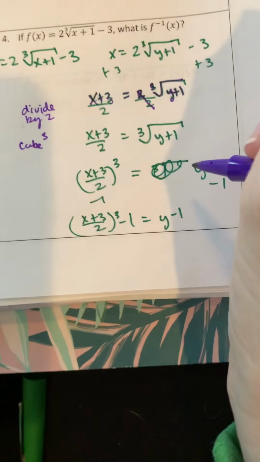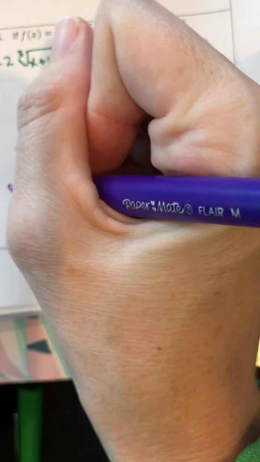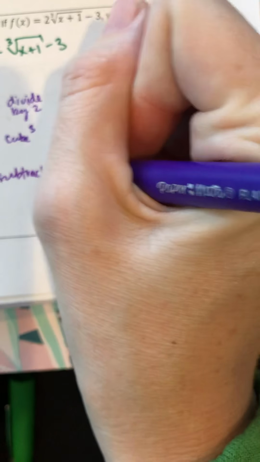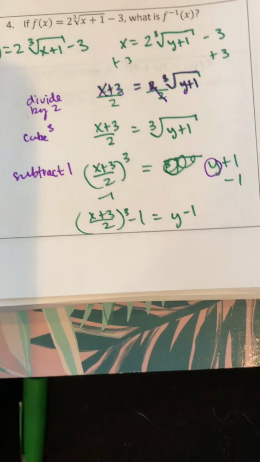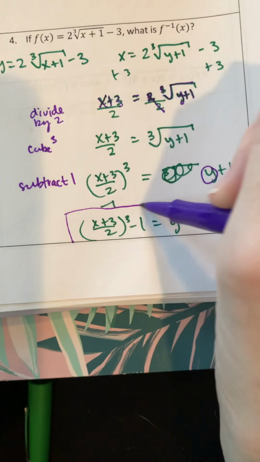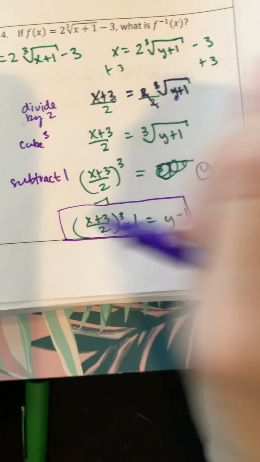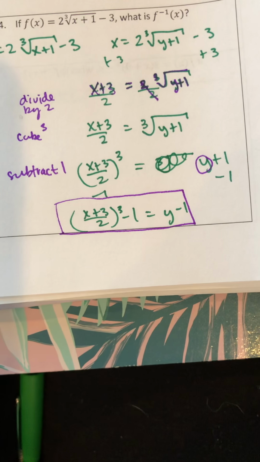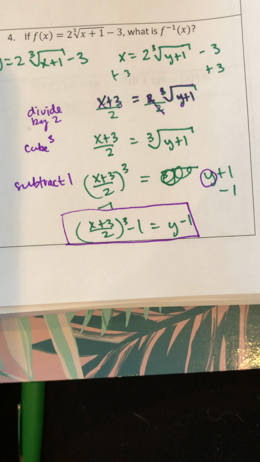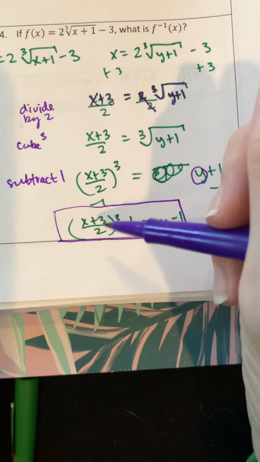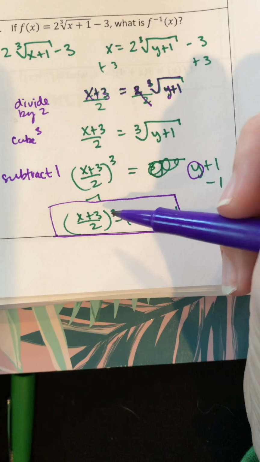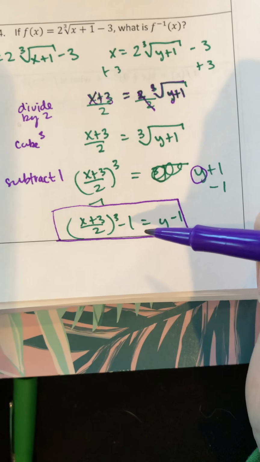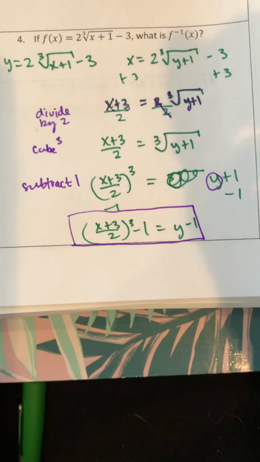And then to finish isolating that y, we would subtract 1 from both sides. And this would be our inverse function. Okay, so you should end up with x plus 3 divided by 2, all to the power of 3, minus 1 equals y inverse.